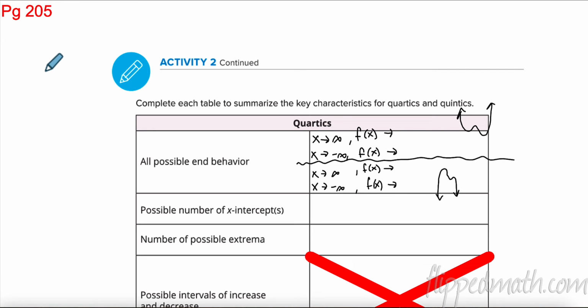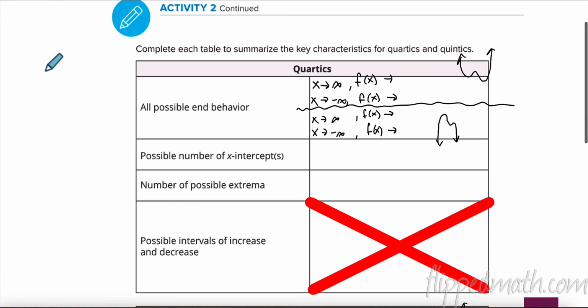Let's take a look at page 205. Let's talk about quartics. All right. Quartics, again, are 4th degree. Okay. So even degree polynomials, the end behavior is always the same. So as I go to infinity or negative infinity on this one, it's always going to go to positive infinity. On this one, as I go to positive or negative infinity, it's always going to go to negative infinity. It's always opening down. All right.